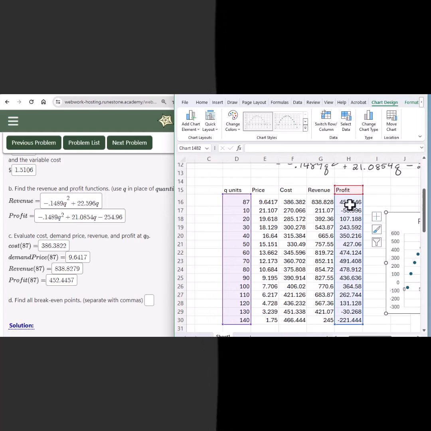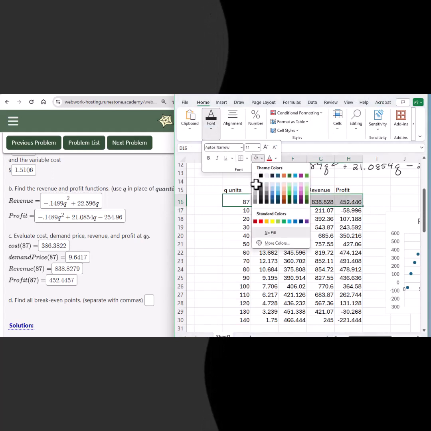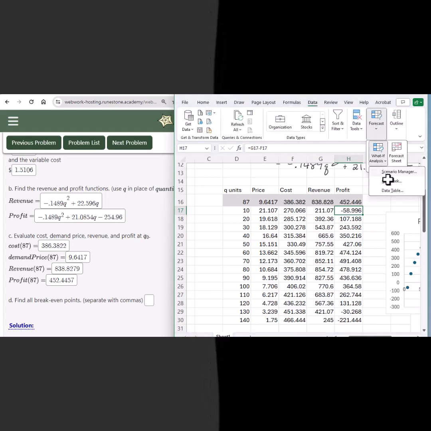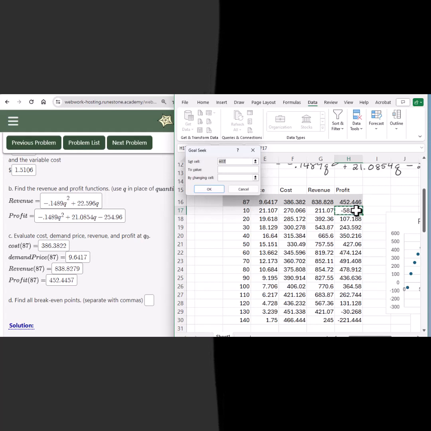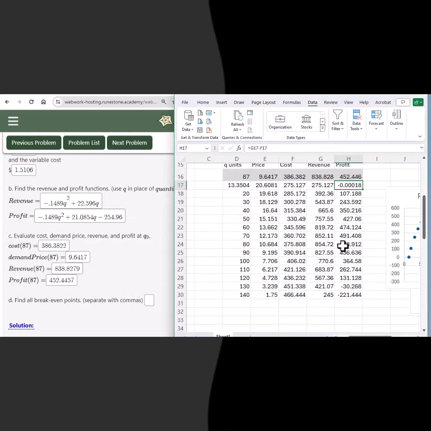I can also see that looking at my data, and remember that these data, let me just kind of gray those out for a minute. That was to answer part C. So there should be a 0 in between these 2 points. I'll take this one, my goal seek. I want that profit value to be set to 0 by changing the number of units. That looks good. And then my other value was at about 130.